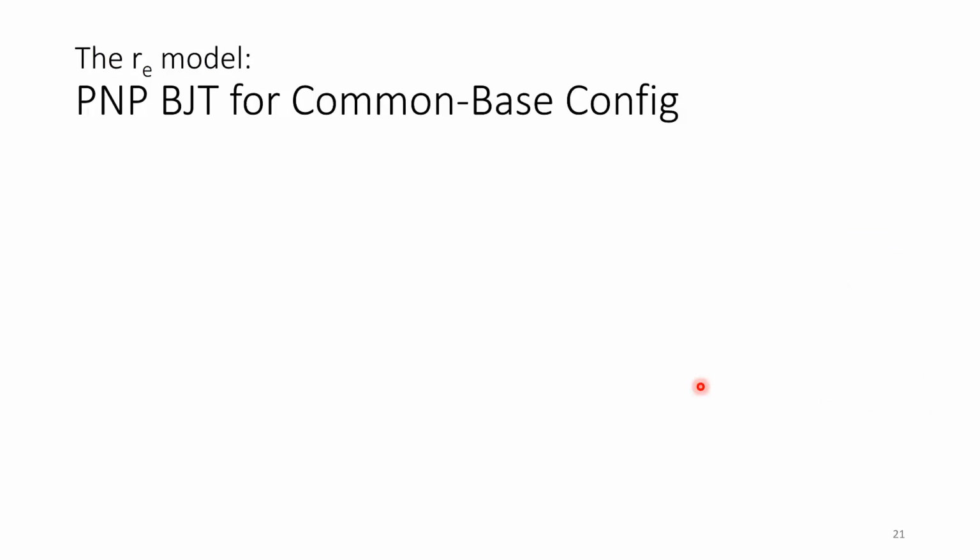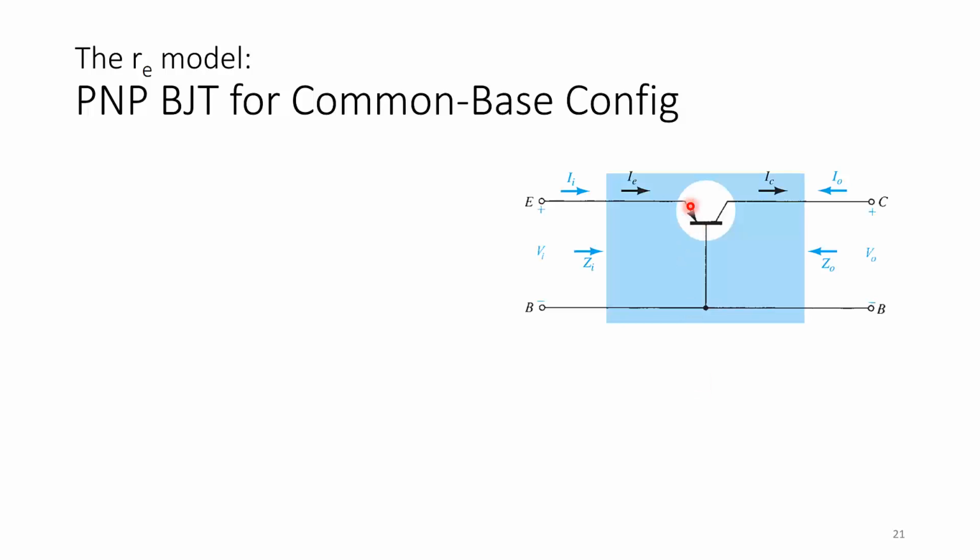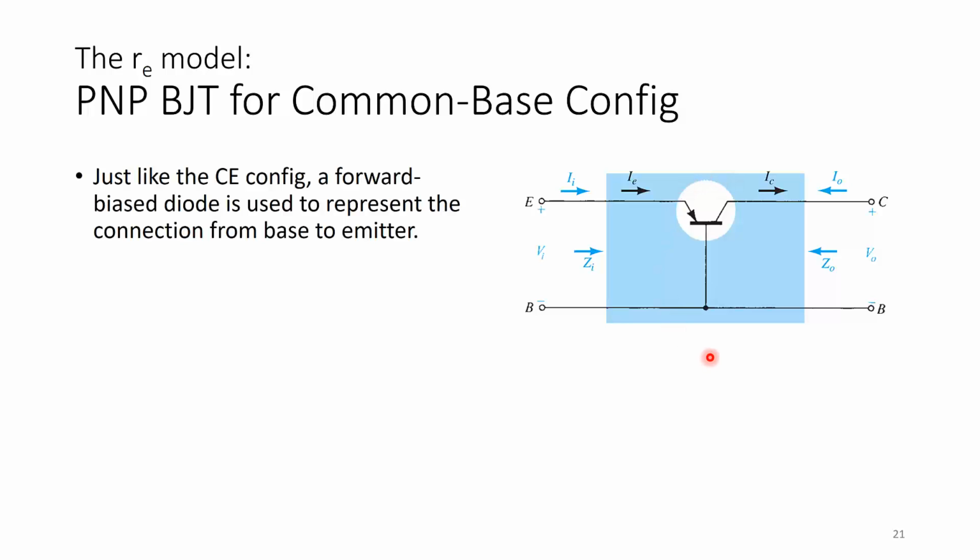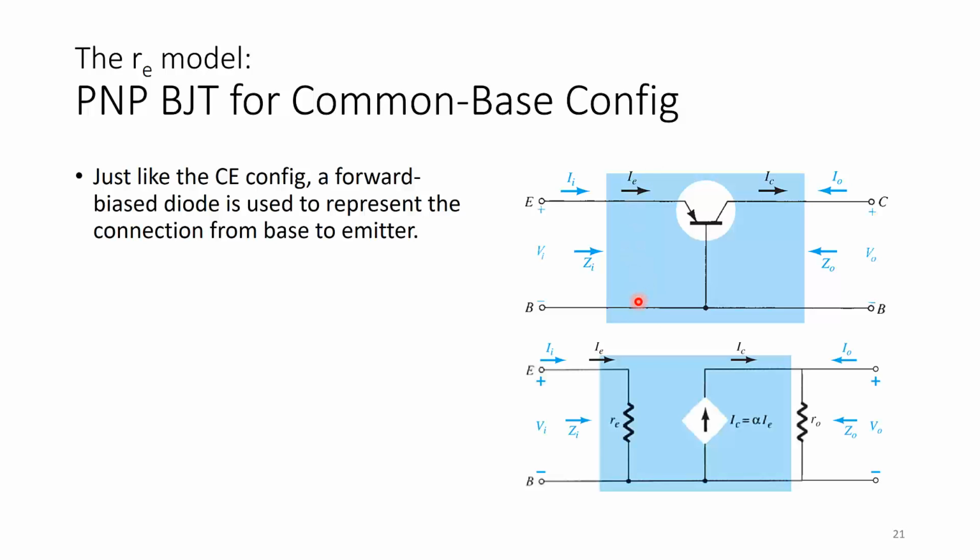Alright, now before we finish off the video, let's have a look at the PNP BJT for common base configuration. This is now a PNP BJT, and this is a common base configuration. Just like the common emitter configuration, a forward bias diode is used to represent the connection from base to emitter. But in this case, our input current is IE, and when we draw the resistance, it's directly RE, and we know from our previous coverage on the topic that IC is related to IE by alpha, and alpha is a value that is very close to 1.